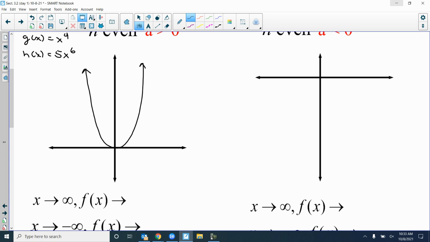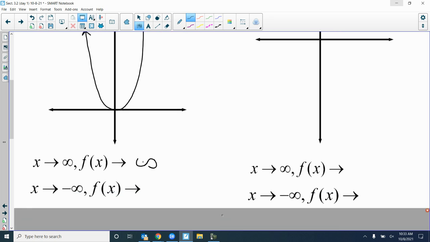All right, end behavior. Basically saying as x gets bigger, what happens to f of x? Okay, as x goes to infinity, as we plug in bigger and bigger x values, what happens to the y values? They get bigger and bigger. So f of x goes to infinity. As we plug in negative values, since it's an even power, what happens to f of x? It also goes to infinity. So that's what we talk about with end behavior.